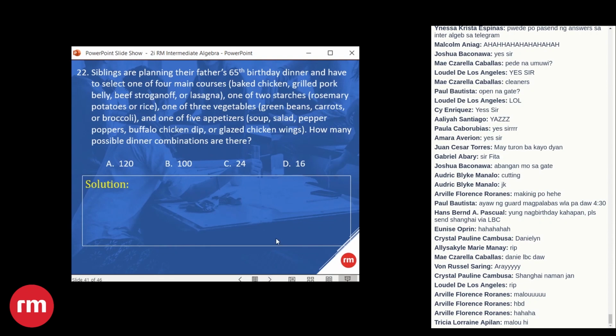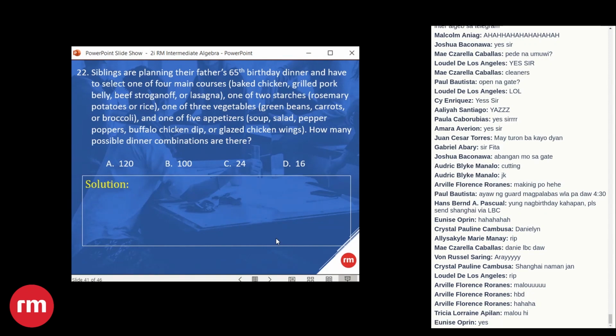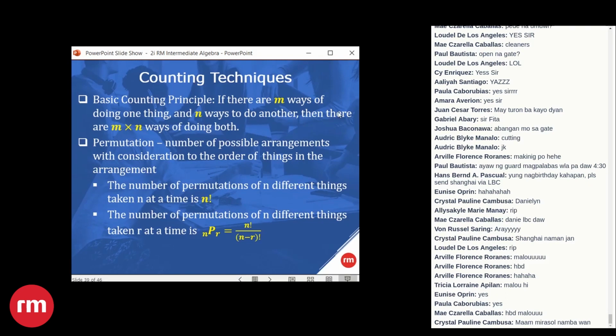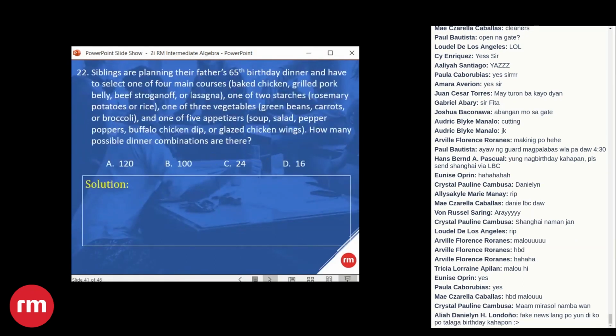So, here is the question on your intermediate algebra. Siblings are planning their father's 65th birthday dinner and have to select one of 4 main courses: baked chicken, grilled pork, beef stroganoff, lasagna, 1 of 2 starches, 1 of 3 vegetables, and 1 of 5 appetizers. How many possible dinner combinations are there? So if you go back to the previous slide, makita nyo to, we are actually here at the basic counting. There are m ways and n ways, tapos meron pa tayong O, tsaka P, tsaka Q. So it's basically multiplication of all the possible items. Okay? So, which one is the correct answer here for number 22?